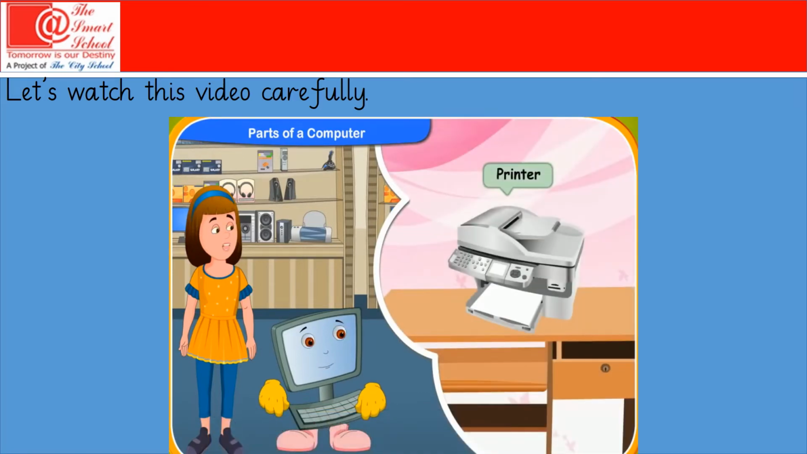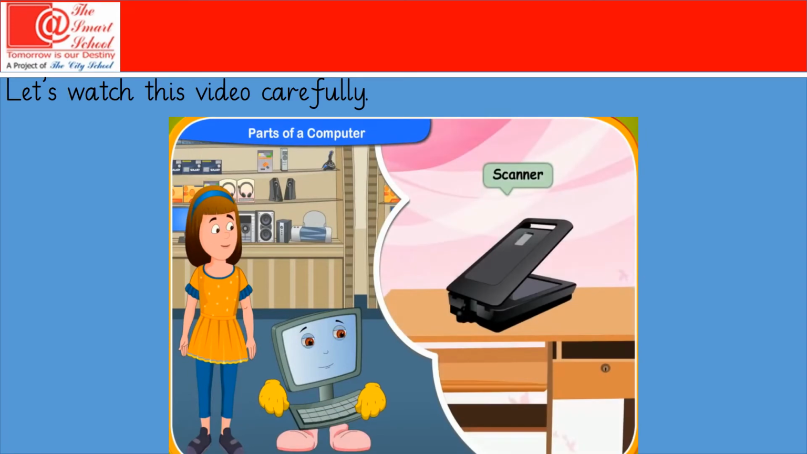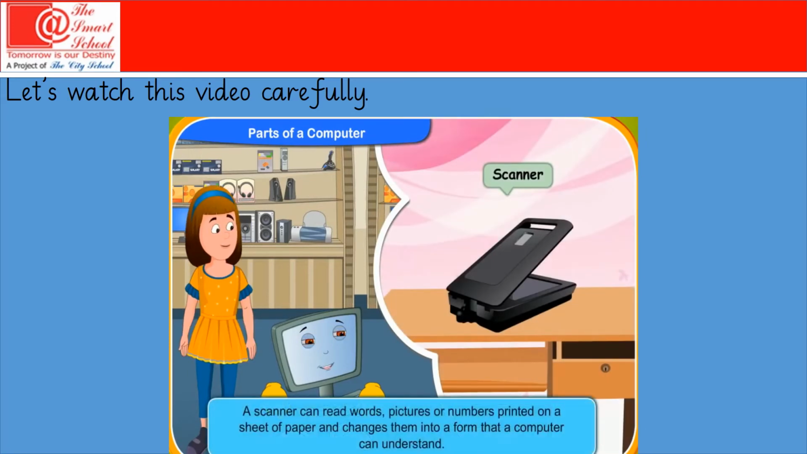Is this a printer, Clicko? Yes, Rennie, this is a printer. It is used for printing the work done on a computer on a sheet of paper. Some printers print only in black and white, while some others can print in color. What is this device, Clicko? This is a scanner. It can read words, pictures, or numbers printed on a sheet of paper and changes them into form that a computer can understand.